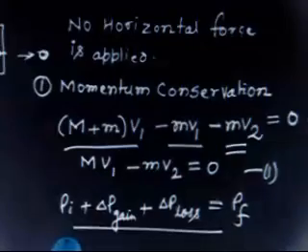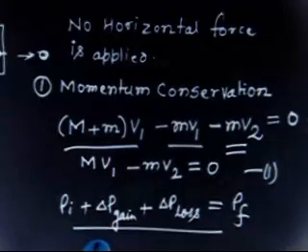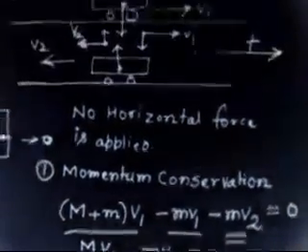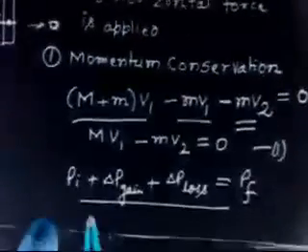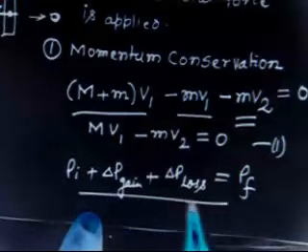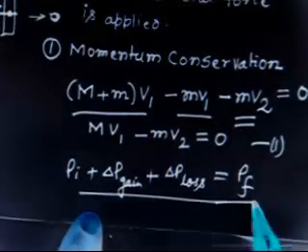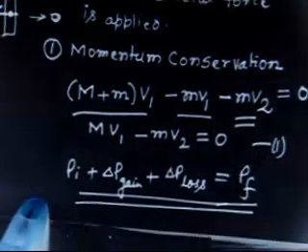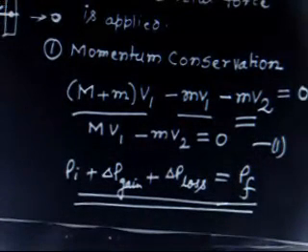Now I will take some time for discussing the next equation. What you have to do is write the same kind of equation for buggy 2. That is, you have to write the initial momentum, the gain in momentum, the loss in momentum, and the final momentum. So this equation you have to fill for buggy 2. I will wait for 1 minute.